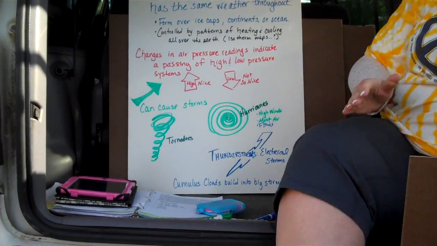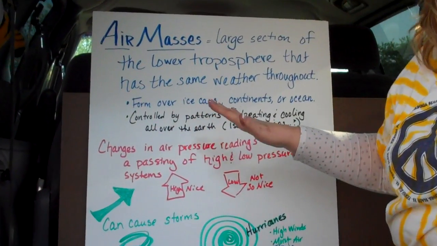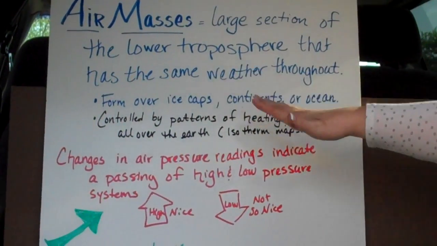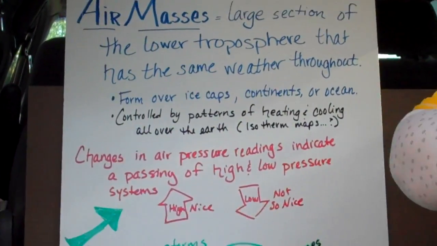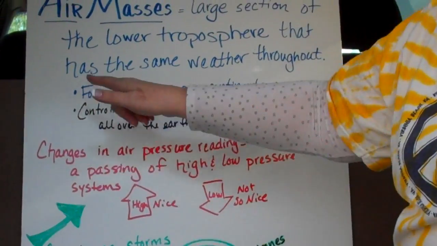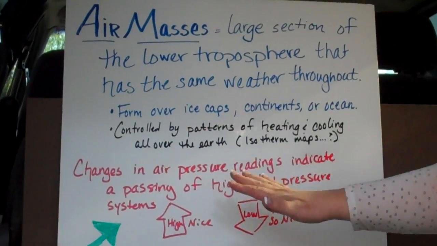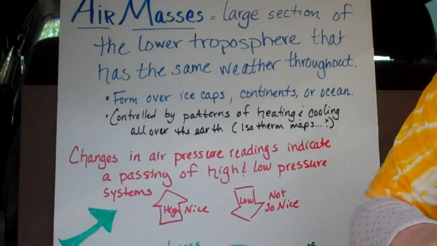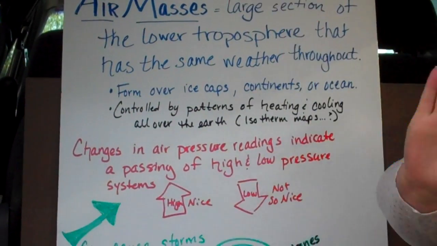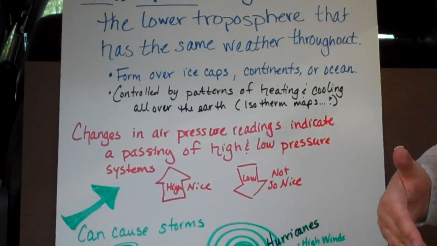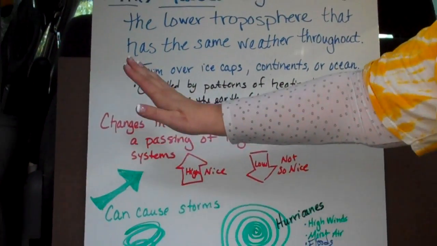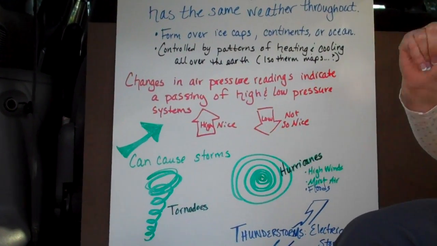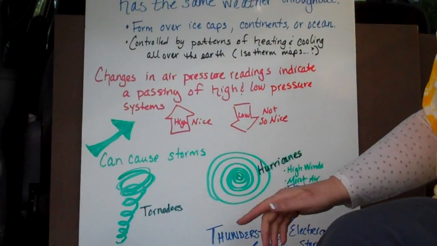Alright, so air masses is one of the things we really need to know about. They are large sections of the lower troposphere that have the same amount of weather throughout that region. They can form over the continents, the ice caps, or the ocean, and they're controlled by the patterns of heating and cooling all over the Earth. Remember those isotherm maps where we looked at all the patterns a couple videos ago? Look back over that. So anyway, the changes in the pressure readings indicate that the passing of high and low pressure systems are going on.